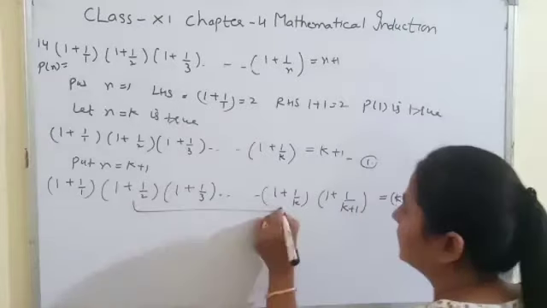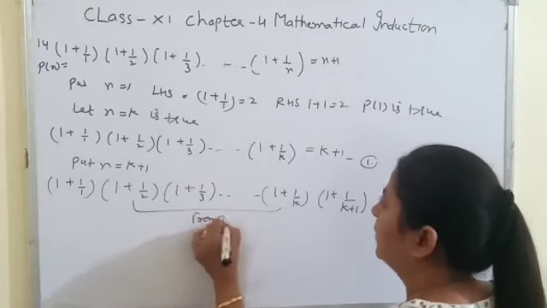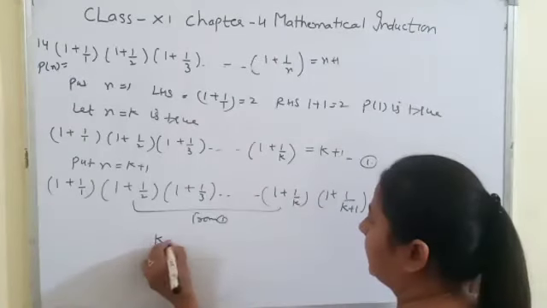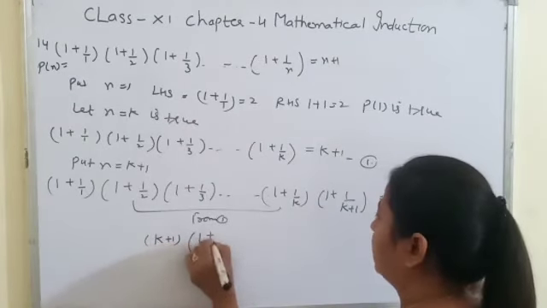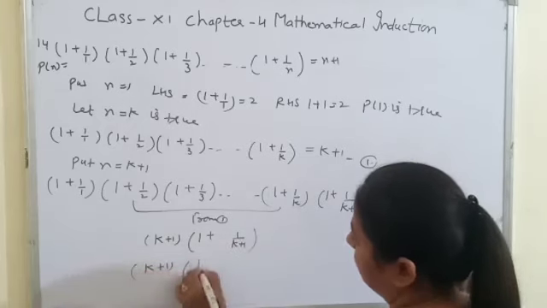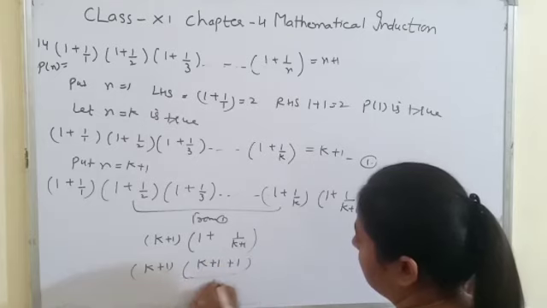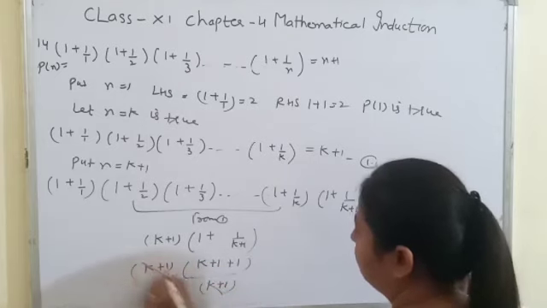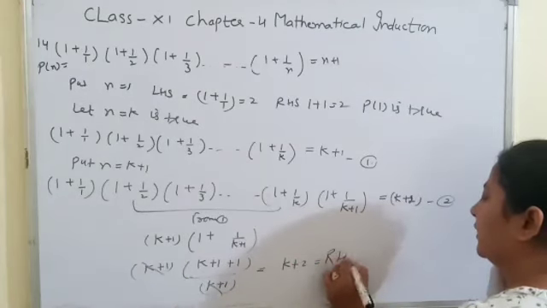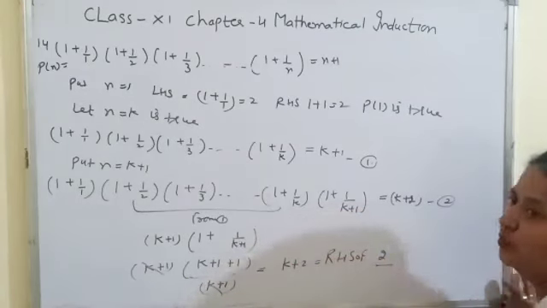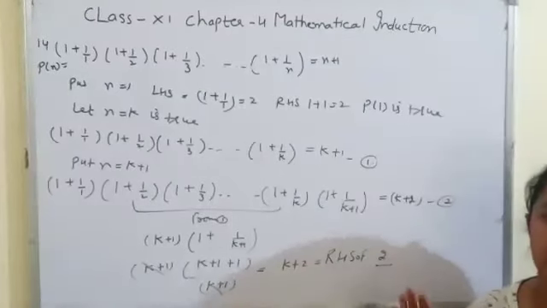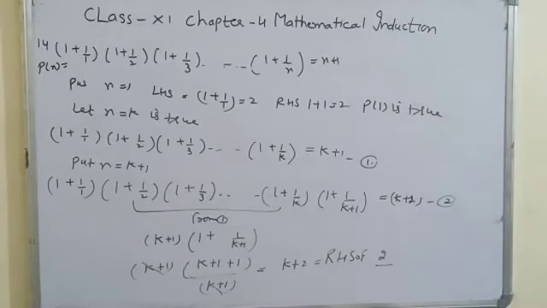From the first we can write k plus 1 here. (k plus 1) into (1 plus 1 by k plus 1). So take the LCM. (k plus 1 plus 1), the k plus 1 cancel them. What is left? k plus 2, which is equal to the right hand side of the second. So we can say that P(k plus 1) is true whenever P(k) is true. Statement is true for k.